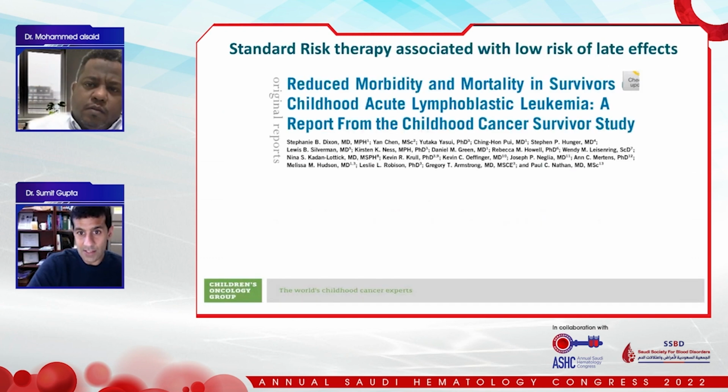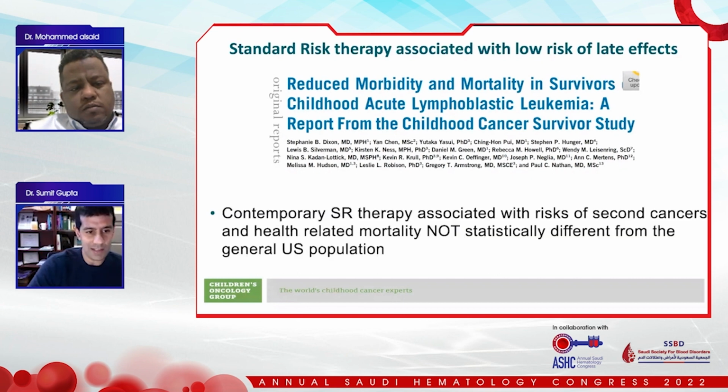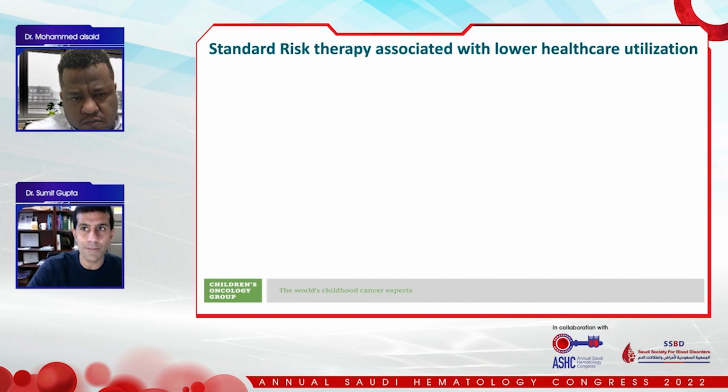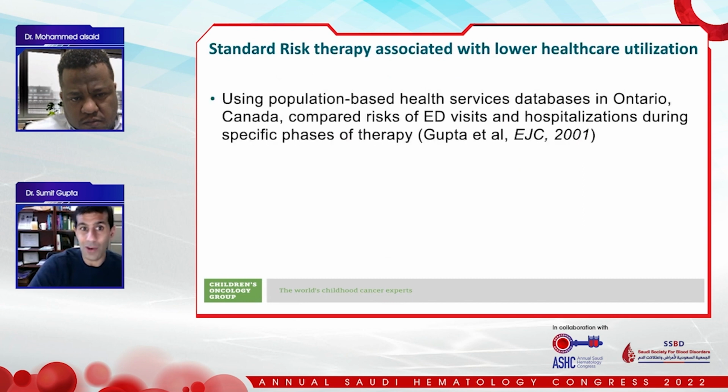And that does seem to make a little bit of a difference. This is a great study from the CCSS group that we're probably all familiar with that basically showed that contemporary standard risk therapy doesn't seem to be associated with risks of second malignancies or health-related mortality that were statistically different from the general US population. So for sure, these patients are still at risk of some late effects, but it seems to be actually quite minor, at least when we're talking about physical late effects. It's also associated with lower healthcare utilization.